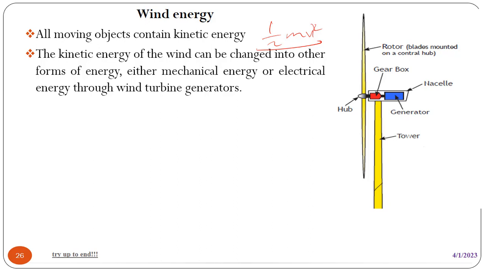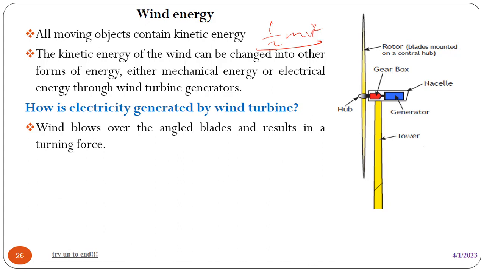The kinetic energy of the wind can be changed into other forms of energy, either mechanical or electrical energy, through wind turbine generators. So how is electricity generated by a wind turbine? Wind blows over the angled blade and results in a turning force. This is a blade, this is a gearbox to increase the speed, and this is a generator.